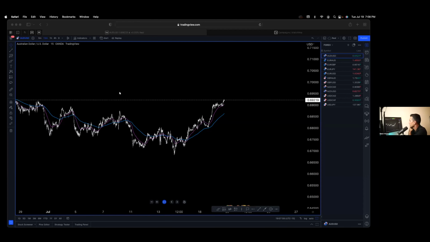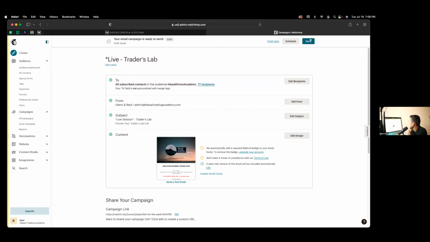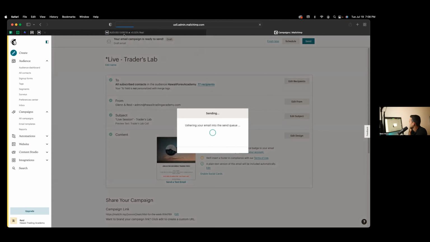So cool. Let's see. Let me just make my charts a little nicer. Okay. Share screen here. So this is TradingView. Wait, make sure we send this out, guys. Get people in. All right.